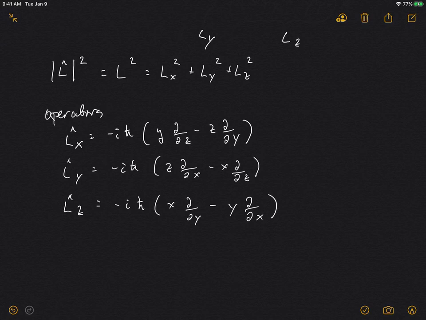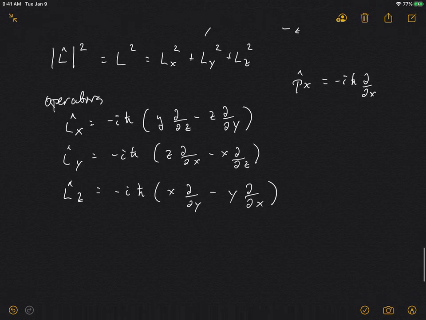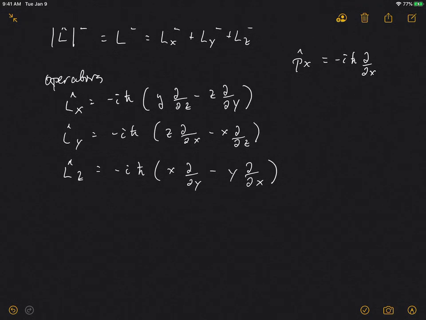And that's based on the assumption that the momentum along the x-axis, its operator is minus i h bar d/dx, and so on for the other directions. Okay, and then we can convert to spherical polar coordinates, starting from x equals r sin theta cos phi, and so on.